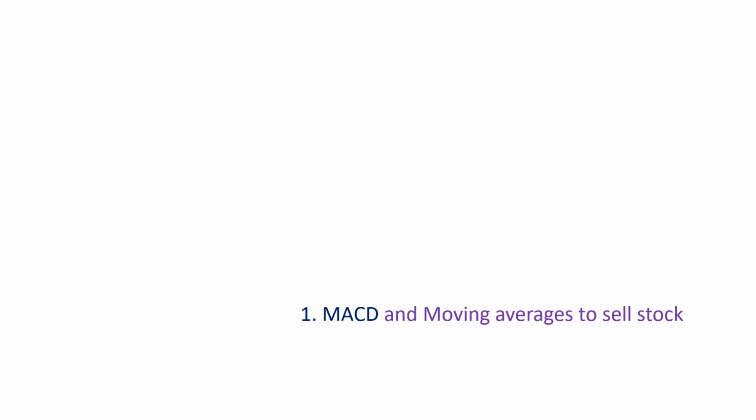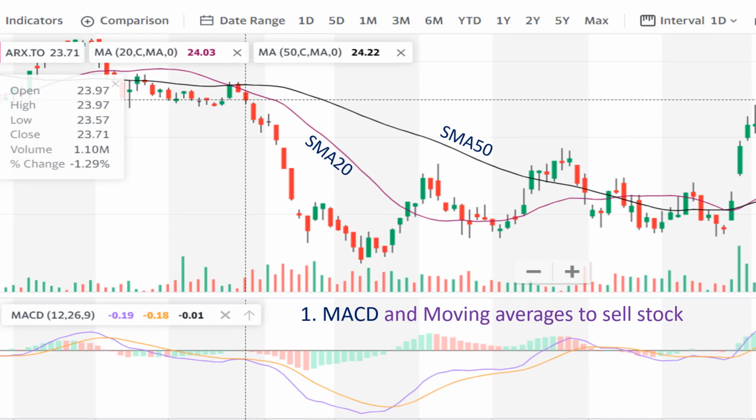The first golden trading strategy using MACD and moving averages to sell stock. This is ARX stock on the D1 time frame of Finance. I installed the MACD indicator with 12, 26, 9 parameters again, and I also installed two moving averages, SMA 20 and SMA 50, as fast and slow moving averages. We can use the MACD indicator and moving averages to identify trends in the stock prices.